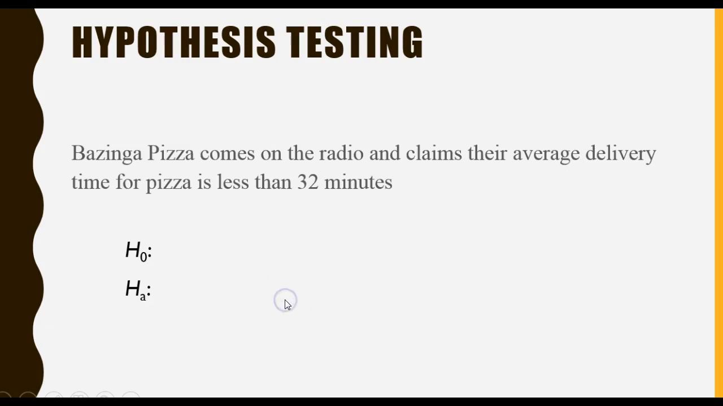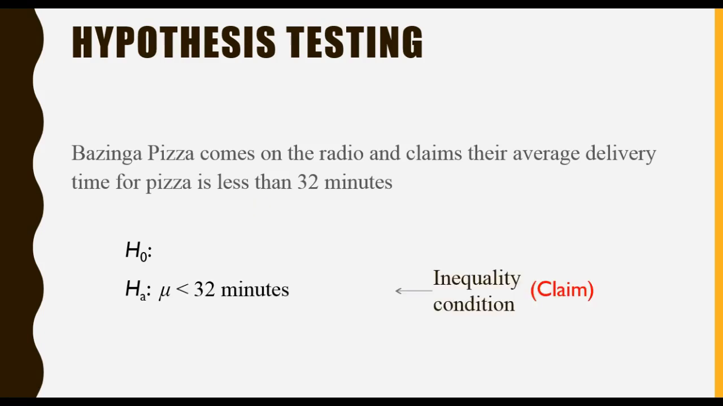That's the complement. Bazinga Pizza comes on the radio and claims their average delivery time for pizza is less than 32 minutes. Well, in that case, less than 32 minutes doesn't include the 32. So our claim in this case is actually the alternative hypothesis. What is the complement of that? If it's not less than 32, it's got to be greater than or equal to 32 minutes.